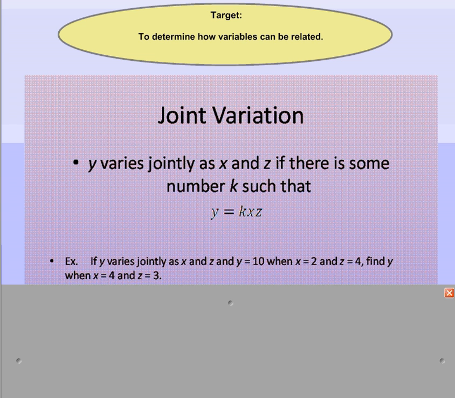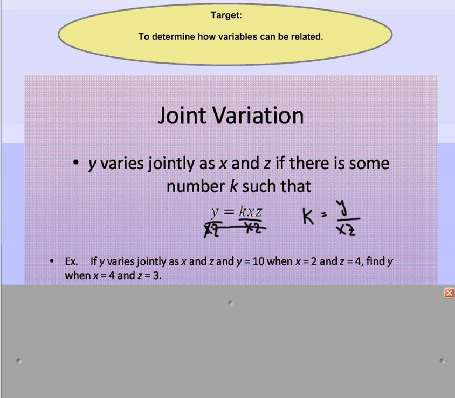The last kind of variation is joint variation. Joint variation involves three variables. It's more similar to direct variation. Y varies jointly as x and z if there is some number k such that this equation is true. If we wanted to find our constant of variation, we would divide both sides by xz, so the constant of variation is going to equal y over x times z. So that's going to be our proportion that we're going to set up.